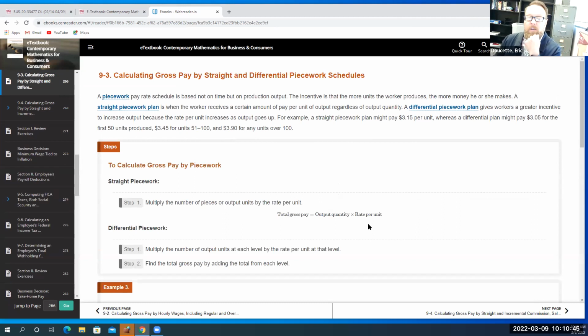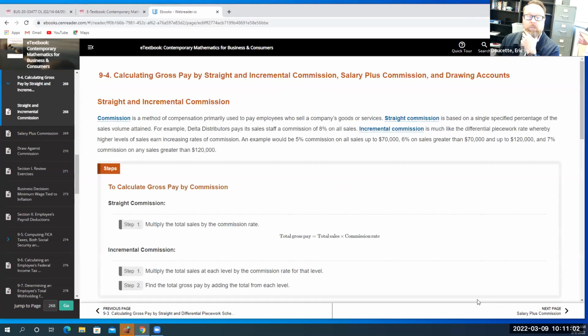Also piecework and then percentages. Some people get paid commission, so they might get a base salary, but then they get a commission that's based off a percentage of total sales. So it works through some of those kinds of problems, which are really pretty simple and common sense. Where most students struggle is calculating their payroll.